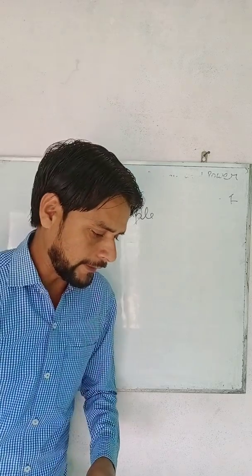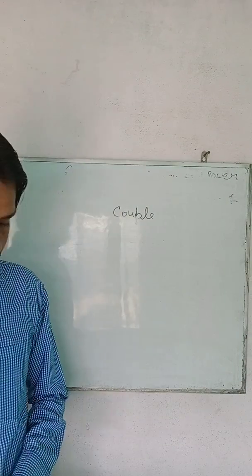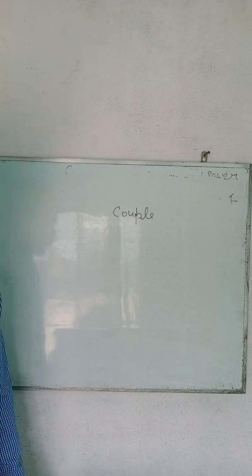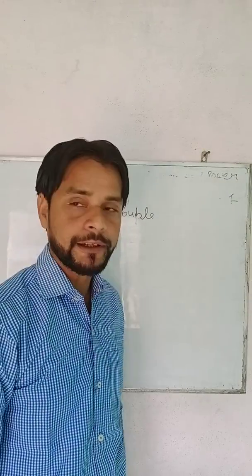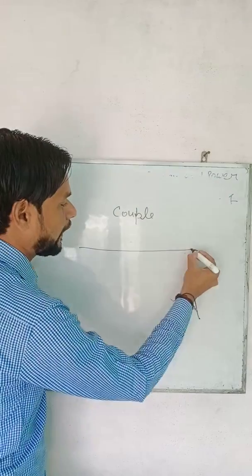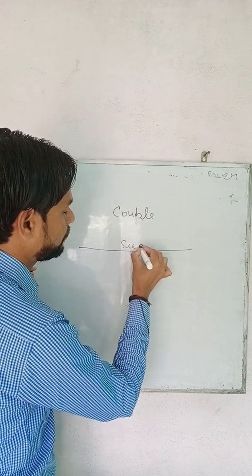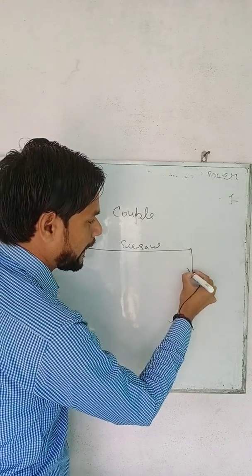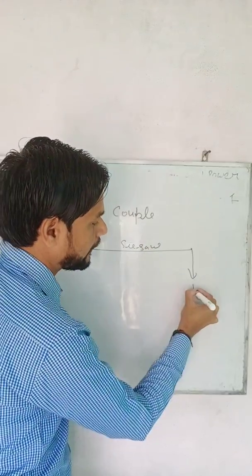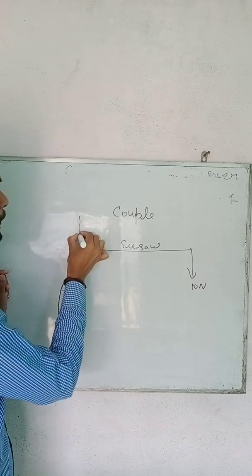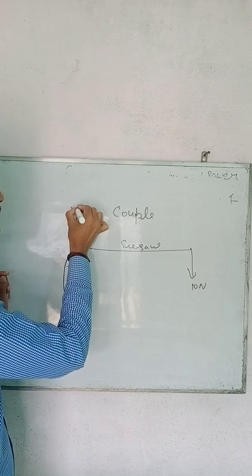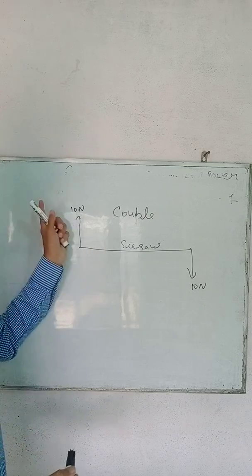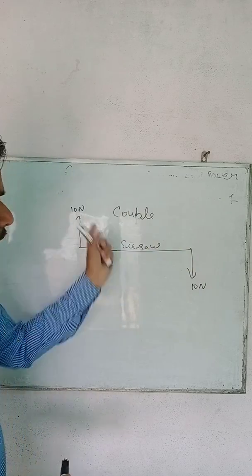Now, the couple. Two equal and opposite parallel forces acting along different lines on a body constitute a couple. Like when a force of 10 newtons acts in the south direction and the same magnitude of 10 newtons acts in the north direction, same magnitude but opposite in direction, it is called a couple.